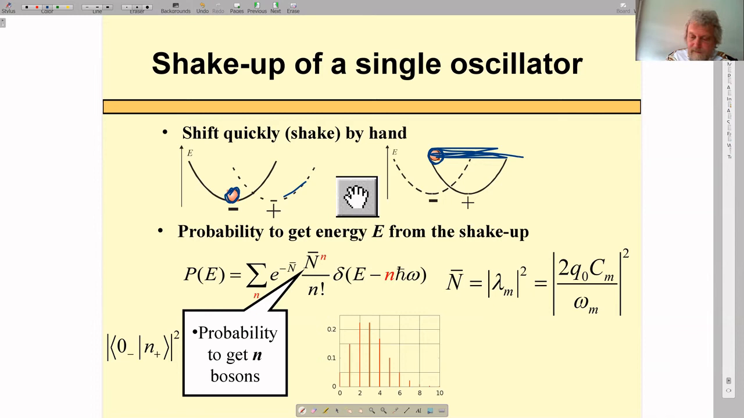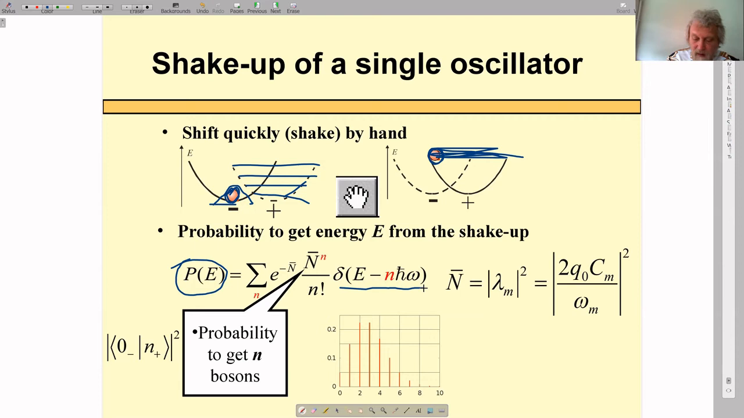Fine, that's classical. Let's do it quantum mechanically. In this case, this is a projection of the initial wave function, the ground state, onto all possible states of the harmonic oscillator in the new position. Then we can get probabilities to get energy E in the course of this shake-up. Since I can only excite quantized energy, this probability will be quantized. It will be a set of delta functions for this single oscillator mode.